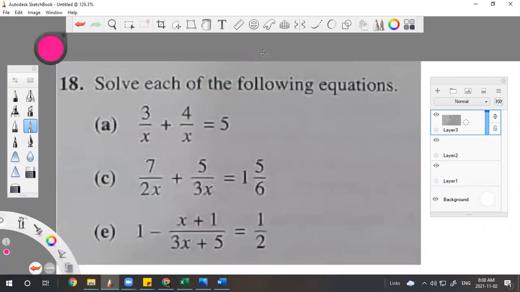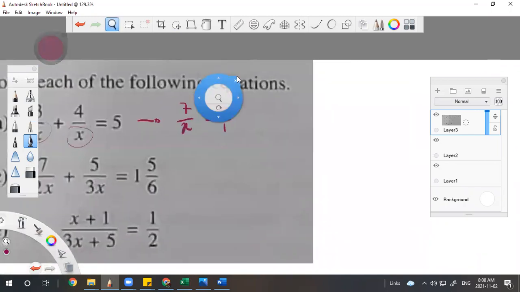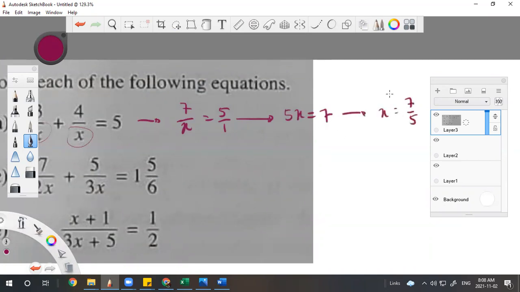Again, number 18A masih gampang. Kenapa gampang? Because we just put 7 over X. Selesai kan? Kenapa 7 over X? Soalnya kan dia udah sama tuh. Udah sama, ya udah. Equals 5 over 1. Then you do the cross multiplication. I do it horizontally. Ya. 7 equals 5x. Atau 5x equals 7. Terserah. Lebih suka 5x-nya di sebelah kiri. Better. Terus x equals 7 over 5. Oke.